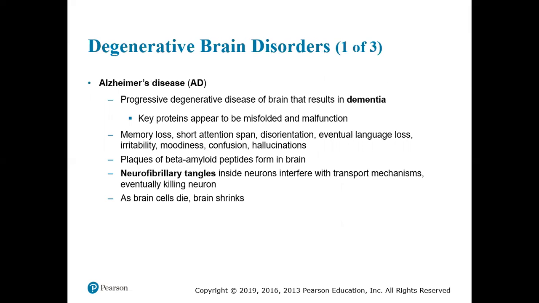We mentioned some of the degenerative brain disorders, one being Alzheimer's disease, under the umbrella of dementia: memory loss, short-term attention span, confusion, hallucinations are a big one we didn't talk about. It is a buildup, to our understanding right now, of what's called a beta amyloid protein or peptide formed in the brain. And it interferes with transport mechanisms, which will eventually kill the neuron. And the brain cells shrink and the brain shrinks.